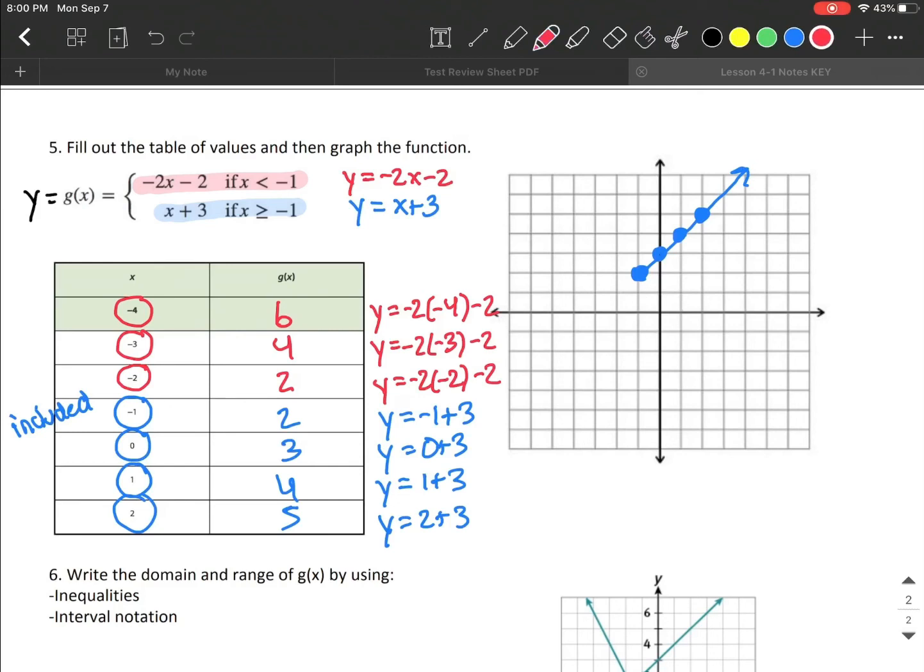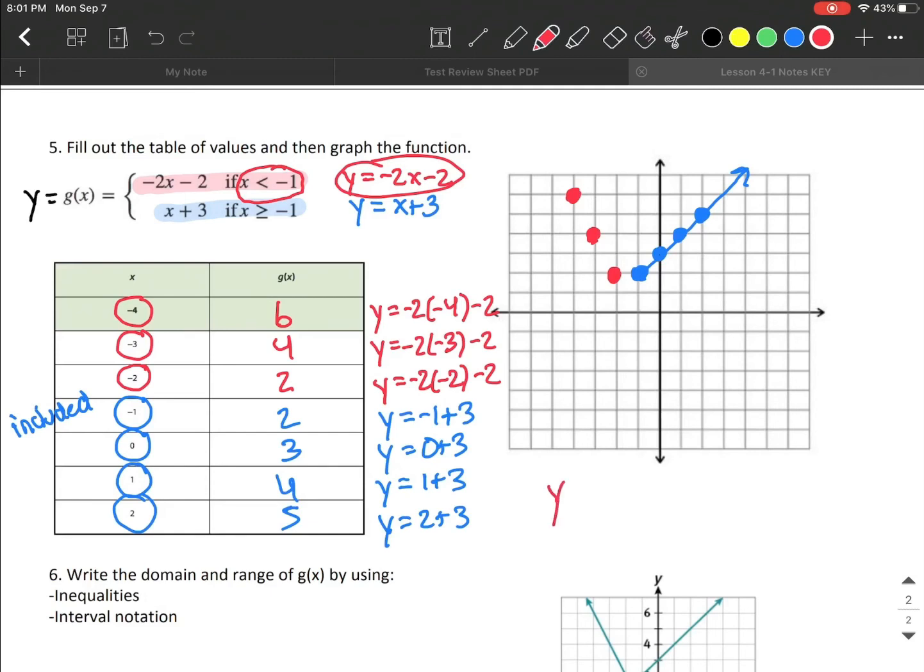For the red piece, I'm going to start at negative 4 comma 6, negative 3 comma 4, negative 2 comma 2, and then I did not include, negative 2 is not the starting point of my piece, negative 1 is, so I need to see what y would be if x was negative 1 if I use this equation, so I could see where my piece would start.